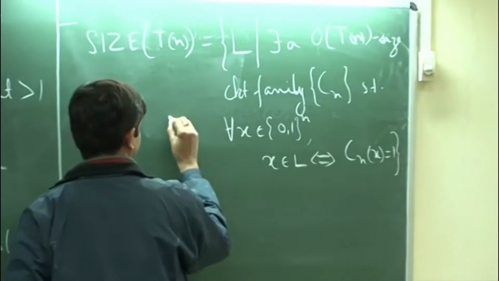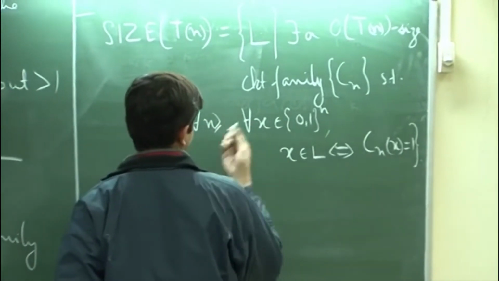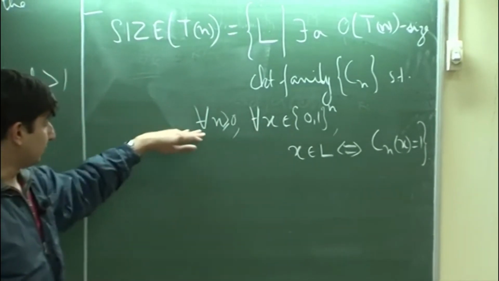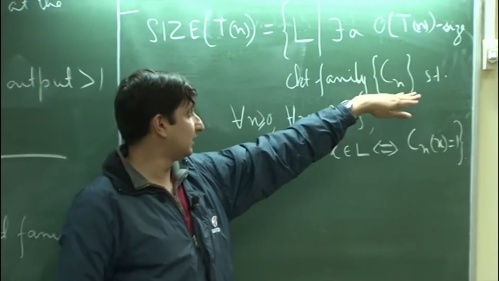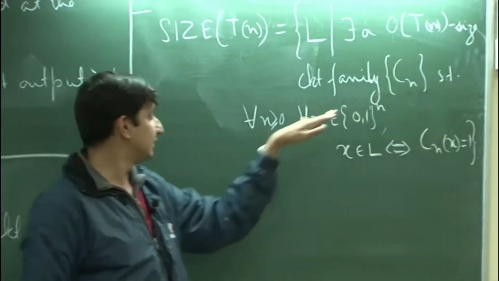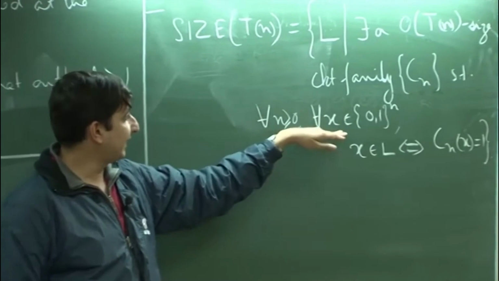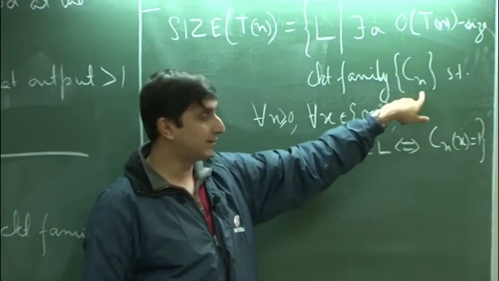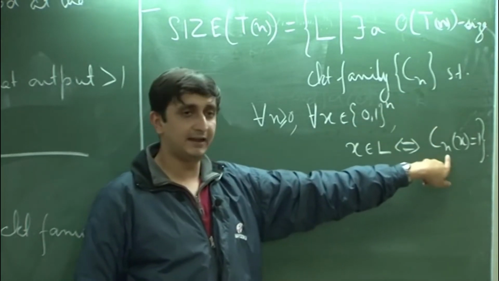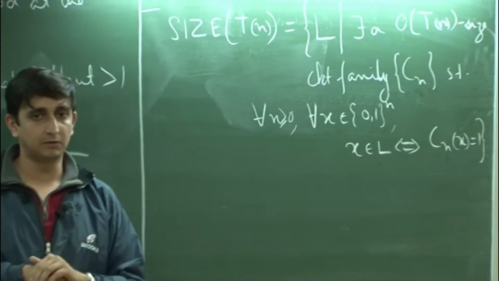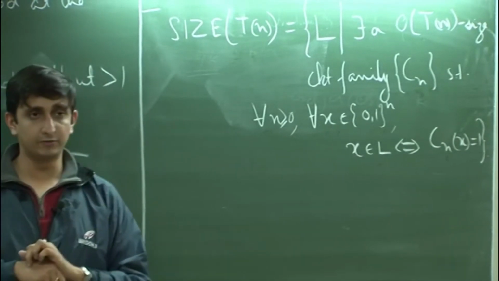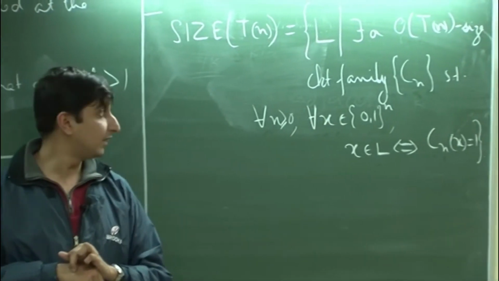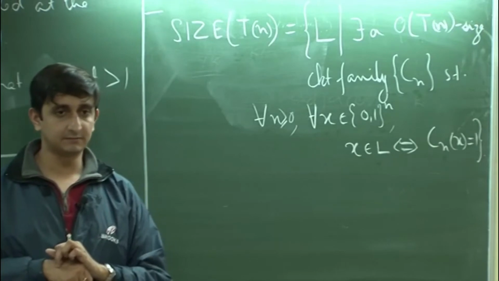So, I should have written here that for all n greater than or equal to, I can put 0 also. So, you have this circuit family n. So, there are an infinite number of circuits. So, for all n, if you look at any string of that length, that string will be in the language if and only if that particular circuit, the circuit corresponding to that n, outputs 1 on that input. For a particular n, there is exactly one circuit, yes.